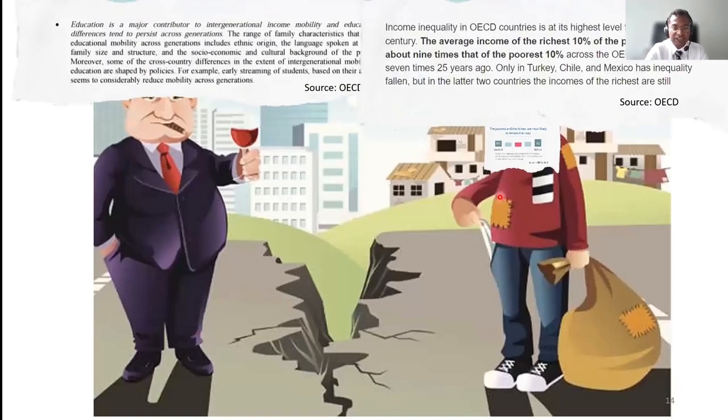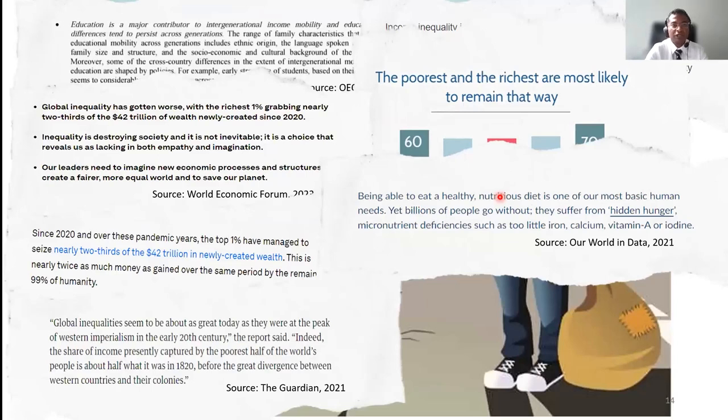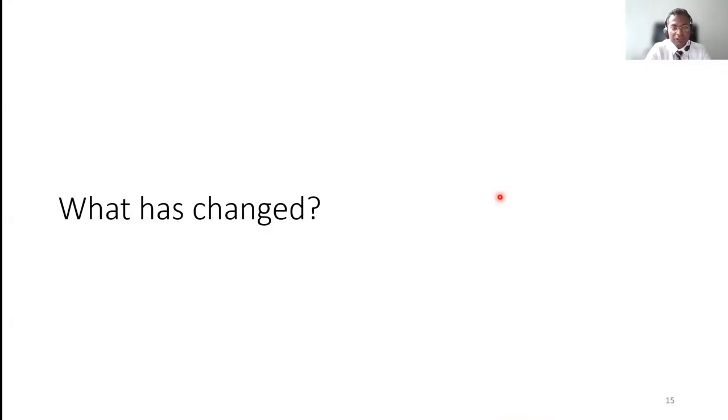So these are some of the articles. I mean, there are a lot of articles on the internet. If you look, I'll just focus on a few. Global inequality has gotten worse, with the richest 1% grabbing nearly two-thirds of the 42 trillion of wealth newly created since 2020. Global inequalities seem to be about as great today as they were at the peak of Western imperialism in the early 20th century. So all these point to things getting worse.